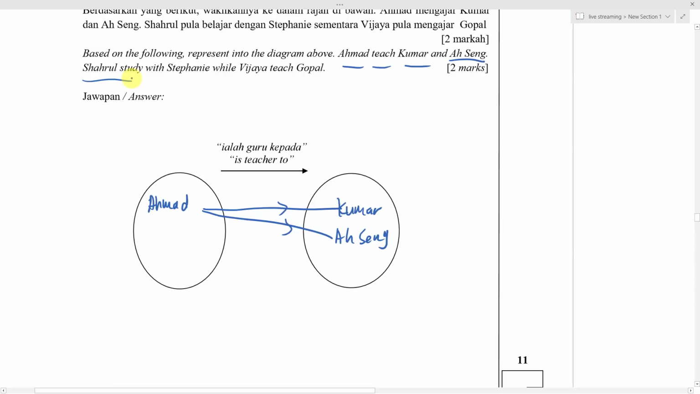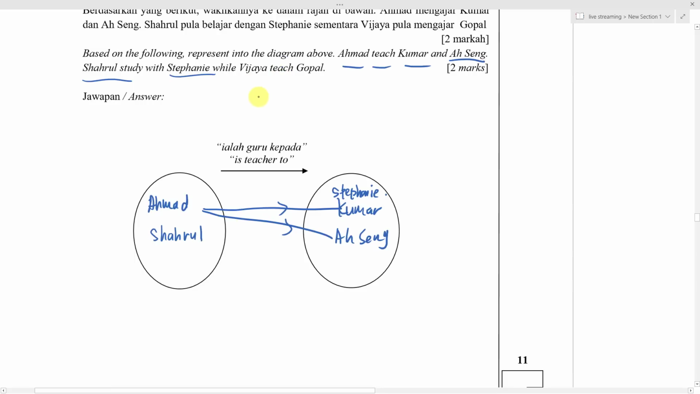And then for this one, Sharo study with Stephanie. This one doesn't sound like a teacher to me, because if I study with you, then I'm a teacher? It isn't fair. If you study with your friend, does it mean you are the teacher of your friend? And if you study with your friend, is it possible your friend can teach you also? So for this one, even though I will write their name inside, I will not connect them because they are not. So I just write Stephanie here.